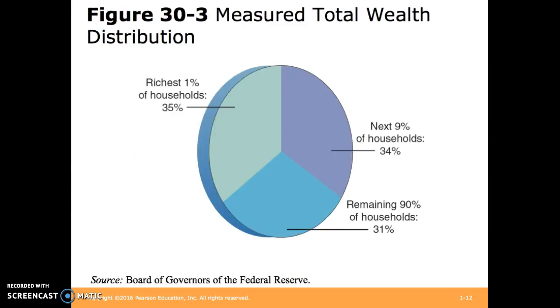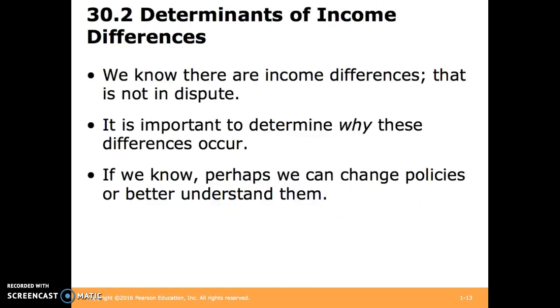Here we see that the distribution of wealth shows roughly 35% of wealth is owned by the richest 1%, roughly 34% of wealth by the next 9%, and roughly 31% of wealth owned by the rest of the economy, or the remaining 90%. So we know that incomes are different for different people, but why? If we know, maybe we can change policies or better understand their effects.